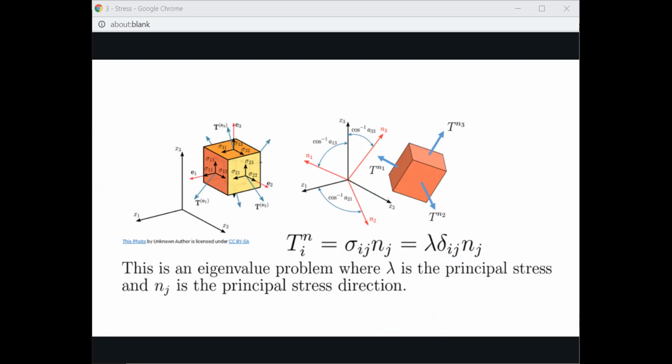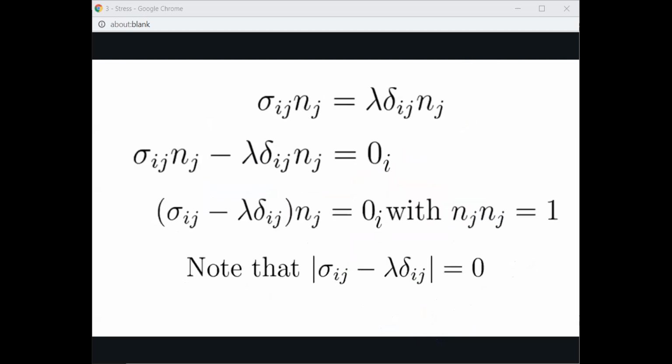Let's move on. So now, we solve the eigenvalue problem. Okay? This formulation is a bit mathematical, so I hope you can follow. So we start with this equation, this eigenvalue problem equation.